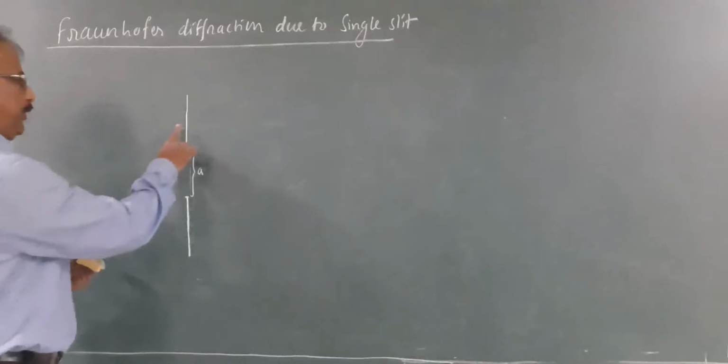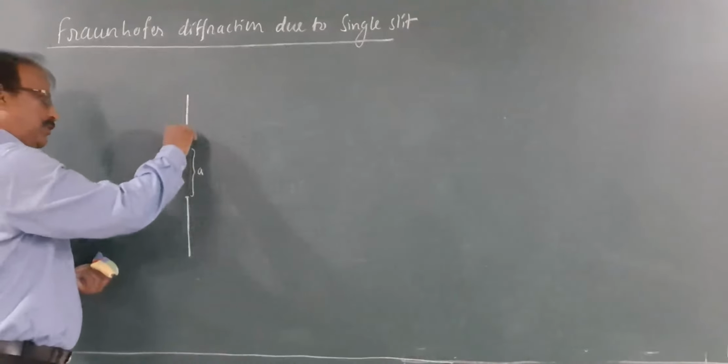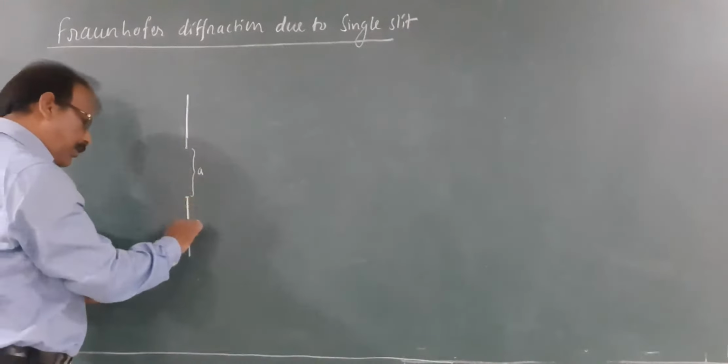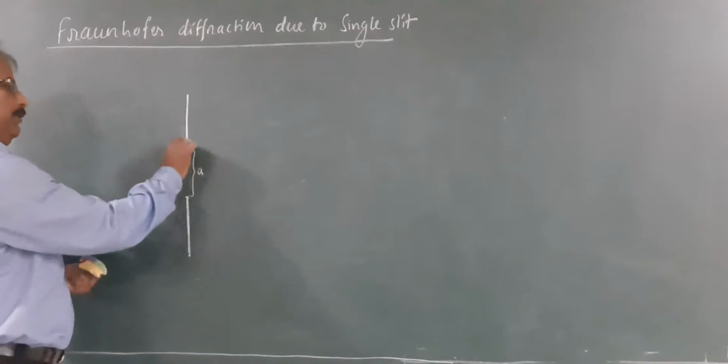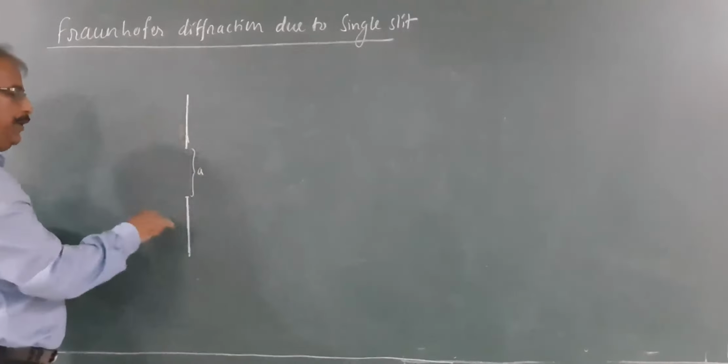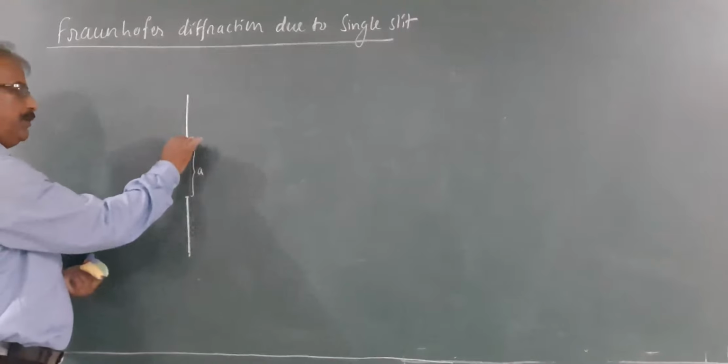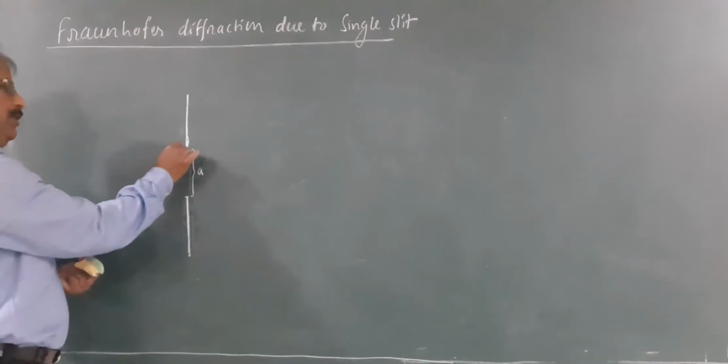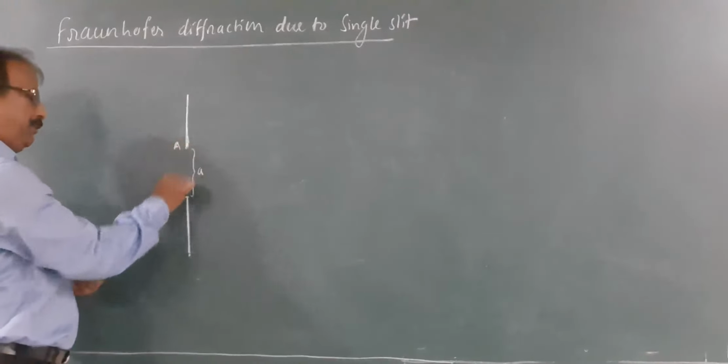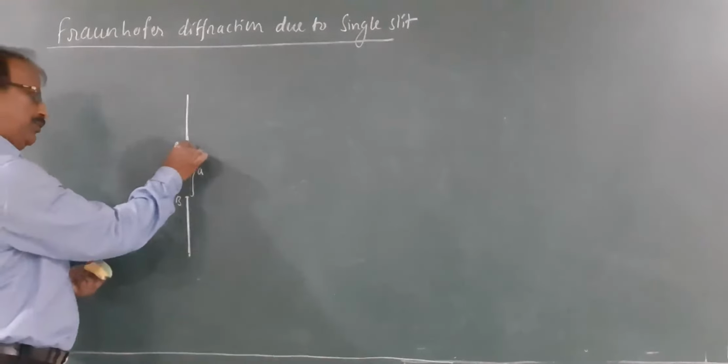The requirement is that a plane wavefront should be incident on this slit. Consider that here a plane wavefront is incident on this slit. So that wavefront is the AB wavefront. This is that wavefront.